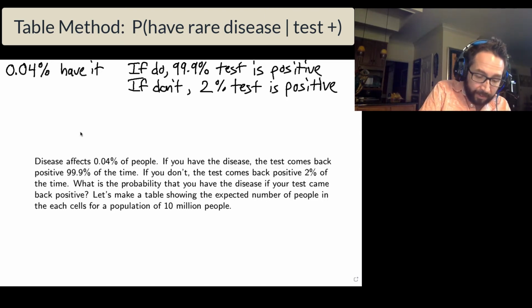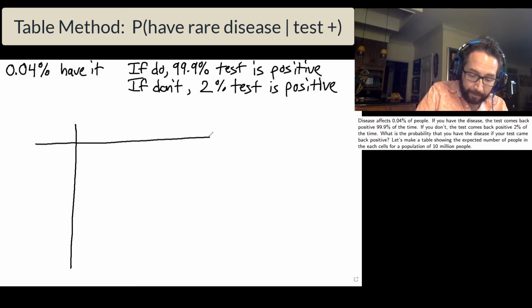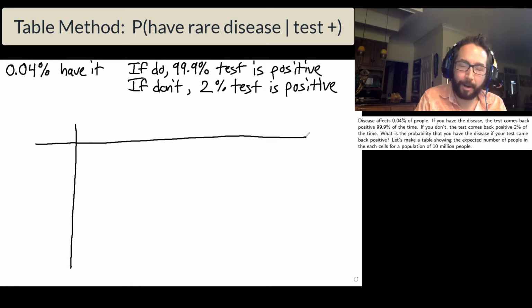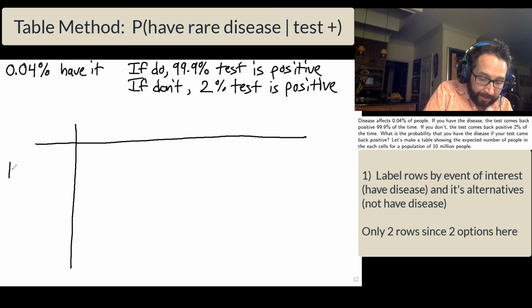So what I'm going to do is draw a table that represents a large number of people that I can connect this problem to. I'm going to label the rows of the table with my event of interest, that I have the disease, and its competing alternative, that I don't have the disease. So I'm going to label the rows that I have it or I don't.